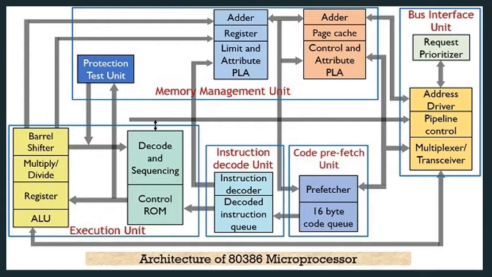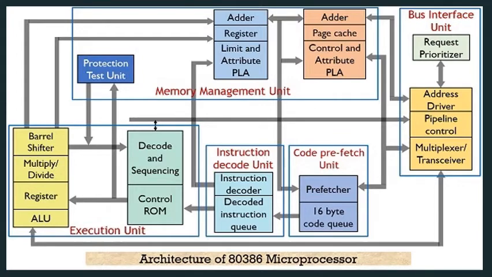The instruction unit is used to decode the opcode bytes received from the 16-byte instruction code queue, followed by arranging them into a 3-instruction decoded instruction queue. After decoding opcode bytes of instructions, information passes to the control section to provide the necessary control signals.